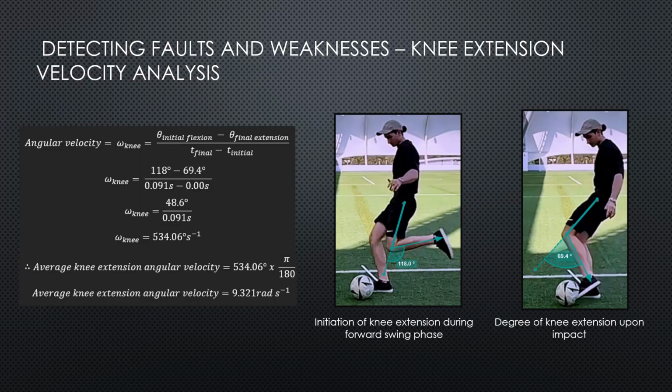Moving on to our quantitative variables, we have knee extension velocity. We used Canovia's goniometer and stopwatch feature, and I was able to determine that in the forward swing phase of the subject extended their knee by 48.6 degrees in 0.091 seconds, giving us an angular velocity of extension in the knee of 534.06 degrees per second, or in radians, 9.321 radians per second. The photos here illustrate that, with the frames being the start and finish of the stopwatch.